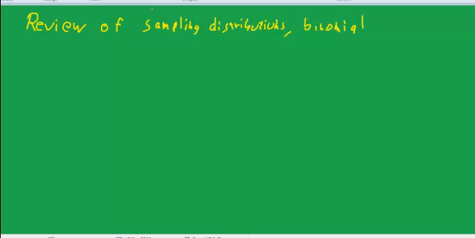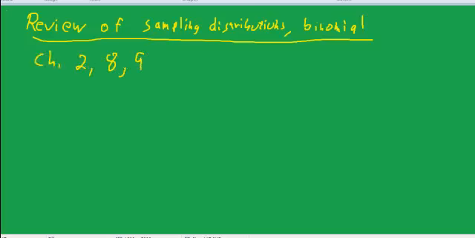Alright, I want to review the things we've been talking about with sampling distributions and the binomial distribution. See if I can put it all together. These are things from chapters 2, 8, and 9 in the book.